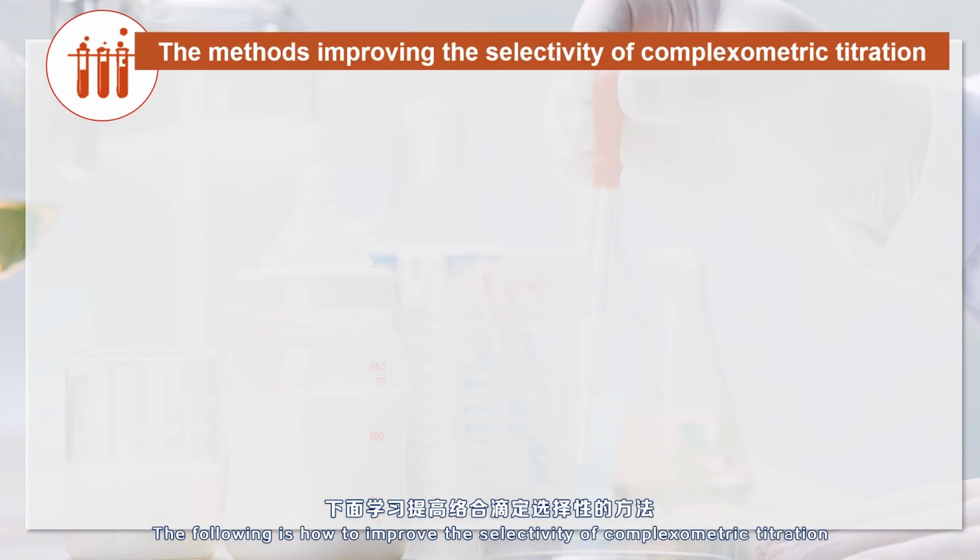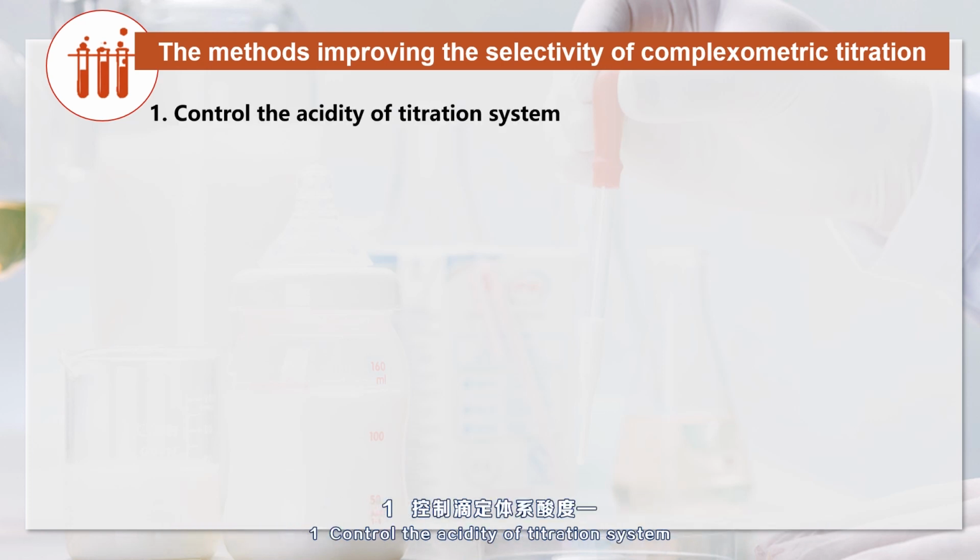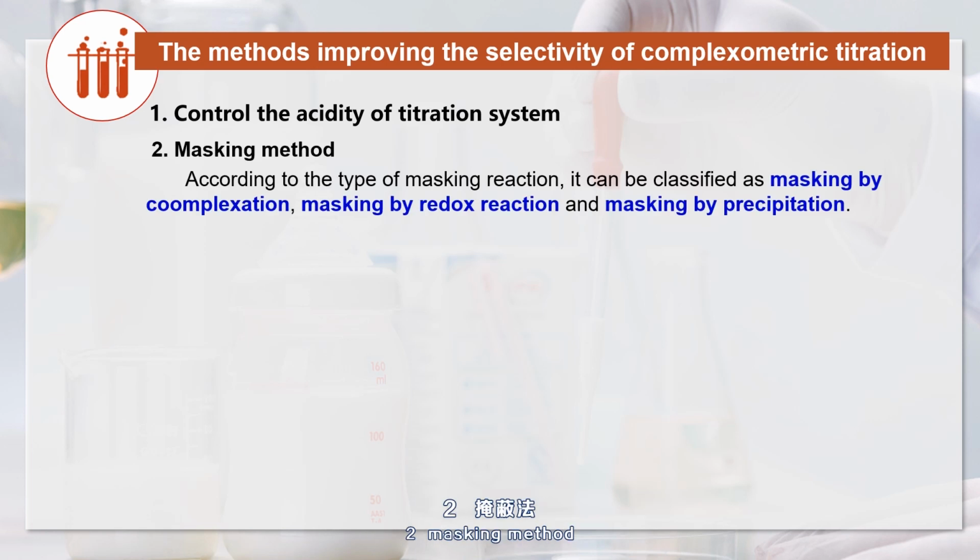The following is how to improve the selectivity of complexometric titration. Control the acidity of the titration system, that is, reduce the acid effect of the titrant and prevent hydrolysis of M. Masking method. According to the type of masking reaction, it can be classified as masking by complexation, masking by redox reaction, and masking by precipitation.